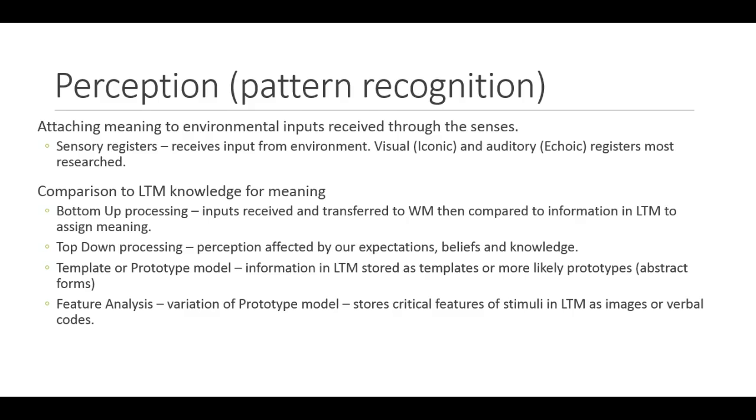as we see it, it'll bring up the prototype of chair, and we don't have to focus on each piece of that item. And then another little model about that is feature analysis, which is a variation of the prototype model, which basically says that we store critical features about the stimuli in long-term memory as images or as verbal codes. So it just talks about us picking up the features rather than calling it a prototype or model.